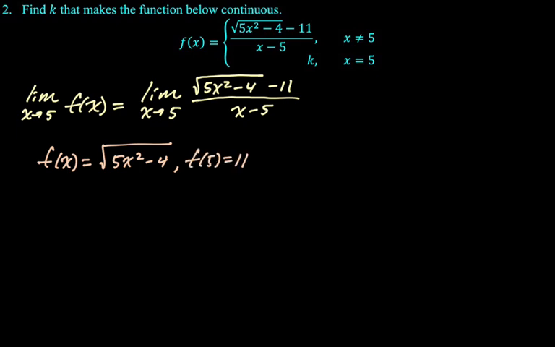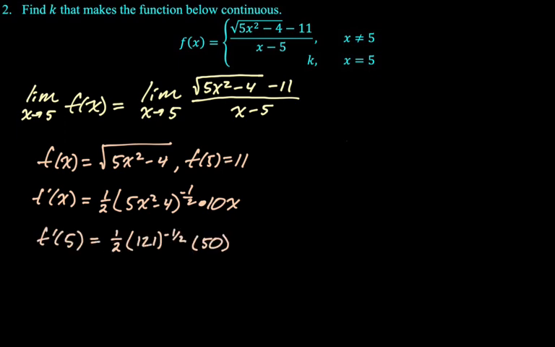So that's my function, which means f of 5 would need to be 11, but it is. So that's f of x minus f of 5 over x minus 5, the alternate definition of the derivative. So f prime using the chain rule is going to be 1/2 the thing to the negative 1/2 times the derivative of the thing. So 1/2 (5x squared minus 4) to the negative 1/2 times 10x. I'm going to plug in 5, so every x that I see becomes 5. I get 1/2 times 121 to the negative 1/2, which is 1 over 11, and then times 50. So I get 25 over 11, which is the value of the limit.